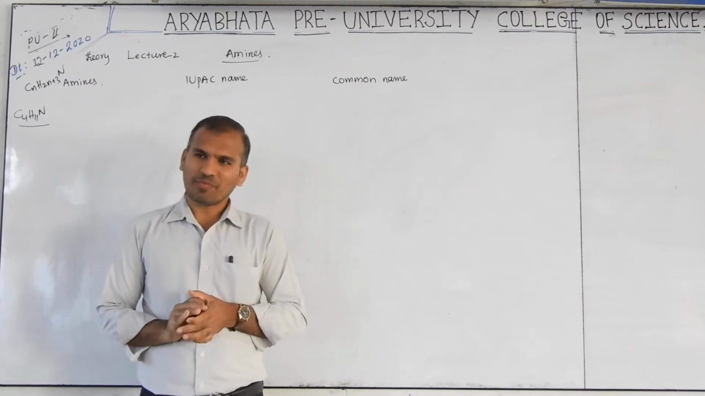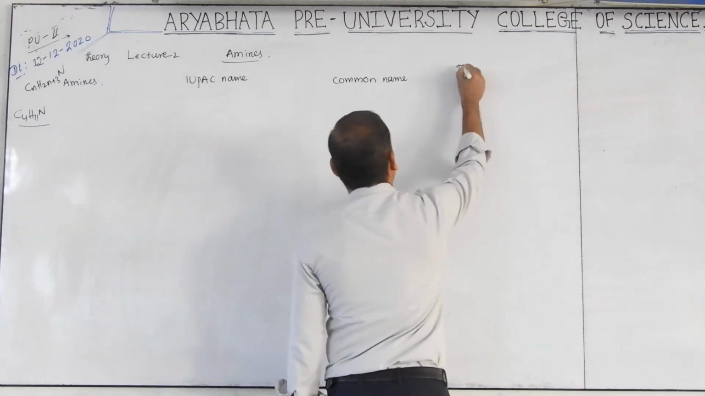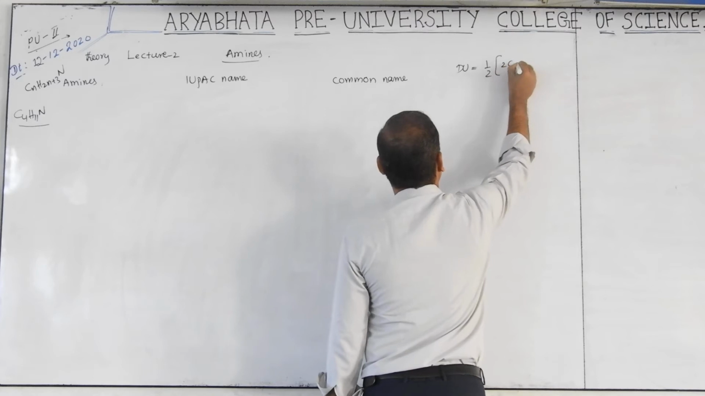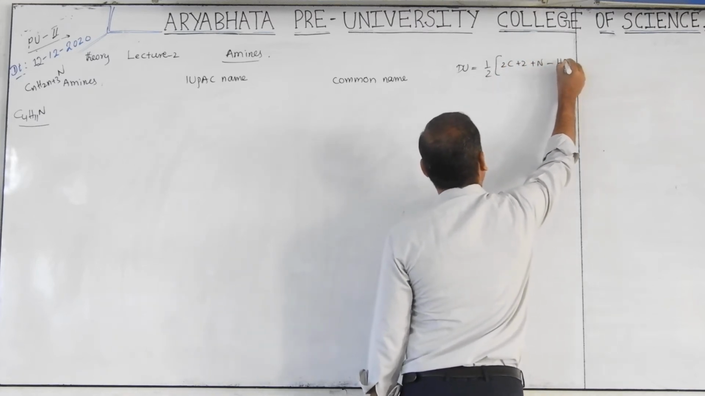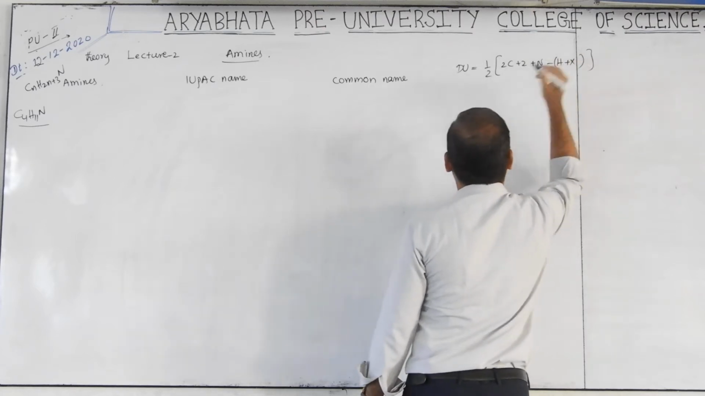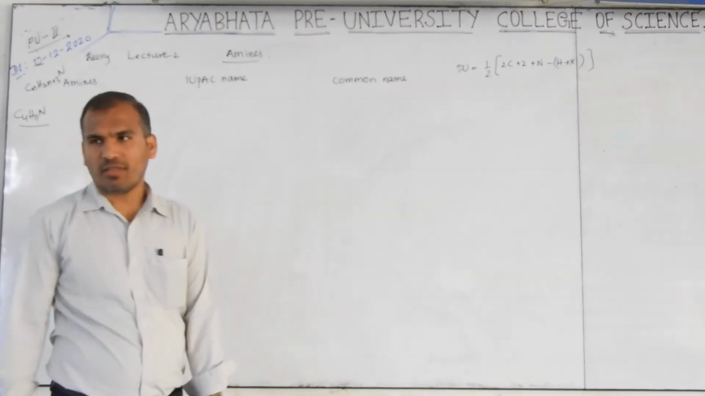Tell me, what is the degree of unsaturation? Formula, remember? What is the formula? Degree of unsaturation equals half of (2 times carbon plus 2 plus nitrogen minus H plus X). This is the formula. Okay? Put the values and tell how much.